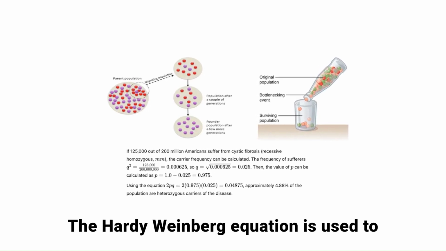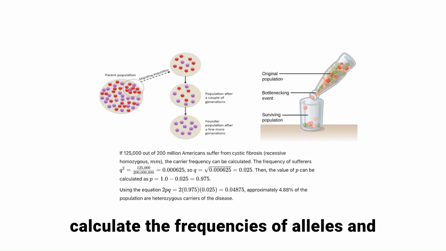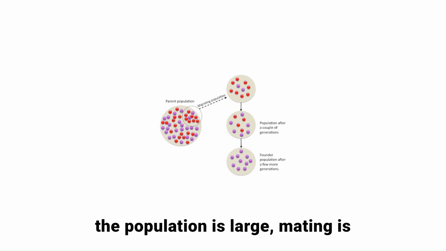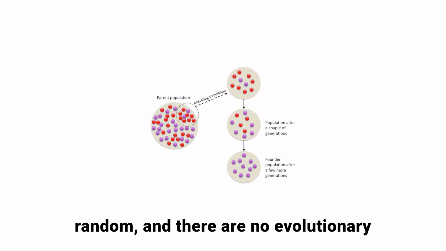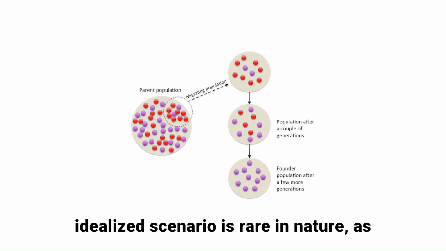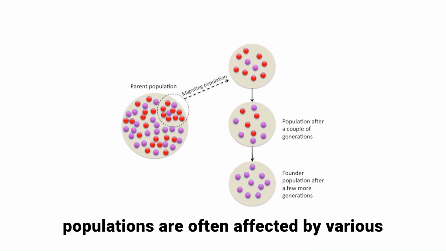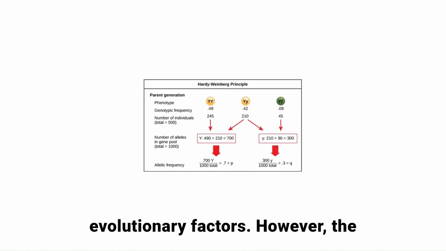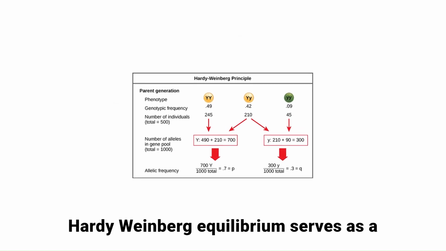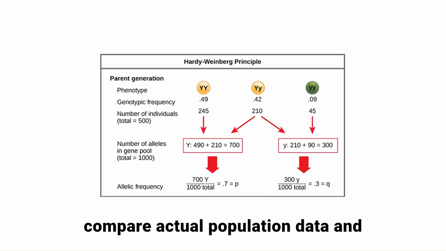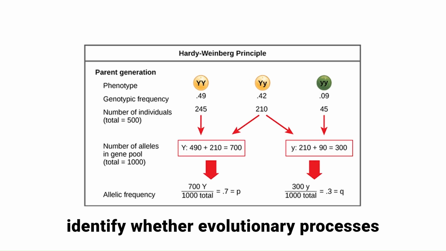The Hardy-Weinberg equation is used to calculate the frequencies of alleles and genotypes in a population, assuming that the population is large, mating is random, and there are no evolutionary influences at play. This idealized scenario is rare in nature, as populations are often affected by various evolutionary factors. However, the Hardy-Weinberg equilibrium serves as a useful baseline, allowing scientists to compare actual population data and identify whether evolutionary processes are at work.